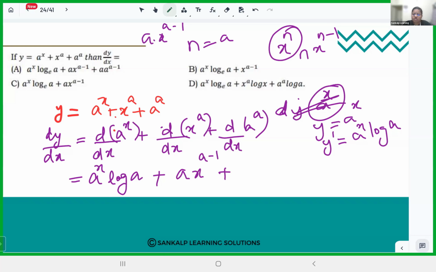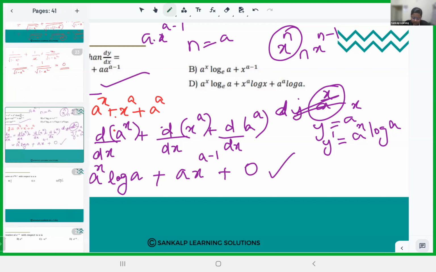A raised to a is a constant, right? So what is the derivative of a constant number? It is nothing but 0. So a raised to x log a plus a x raised to a minus 1. This is the derivative. So which option is right here? C option is right. A raised to x log a plus a x raised to a minus 1.